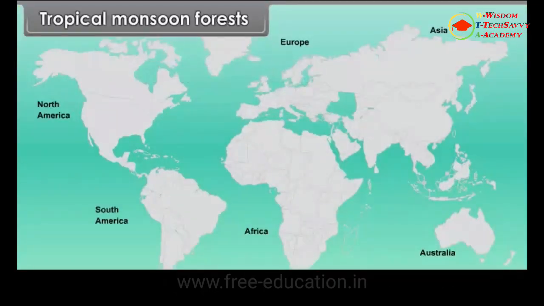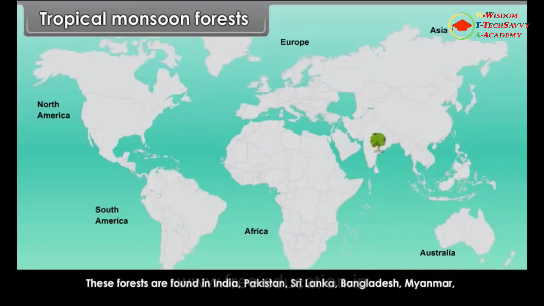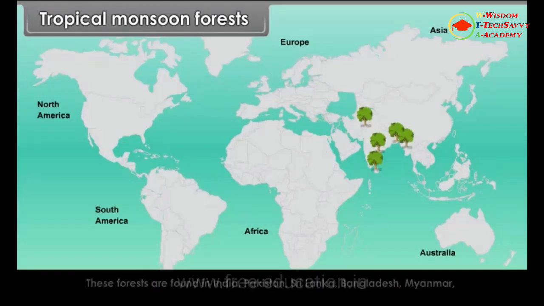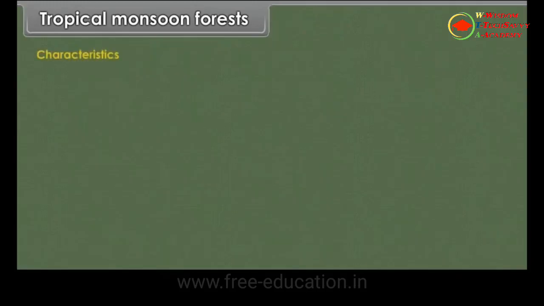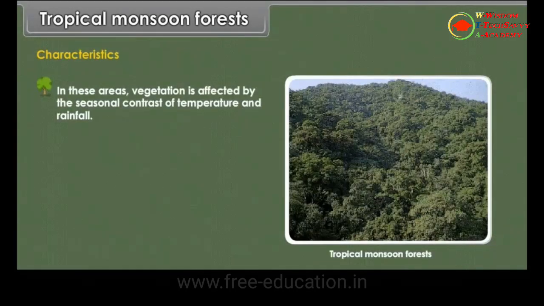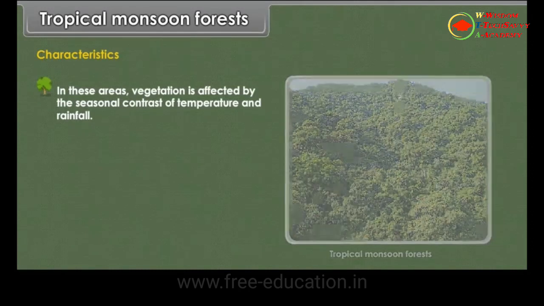Tropical monsoon forests. These forests are found in India, Pakistan, Sri Lanka, Bangladesh, Myanmar, South China, Thailand, the Philippines, Southeast USA, East Africa, New Zealand, etc. Characteristics: in these areas, vegetation is affected by the seasonal contrast of temperature and rainfall.